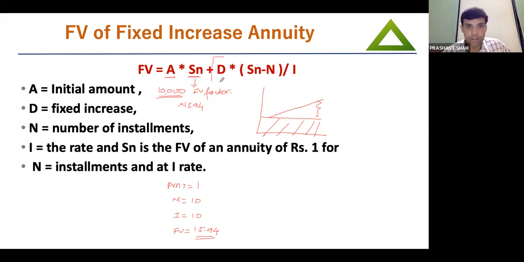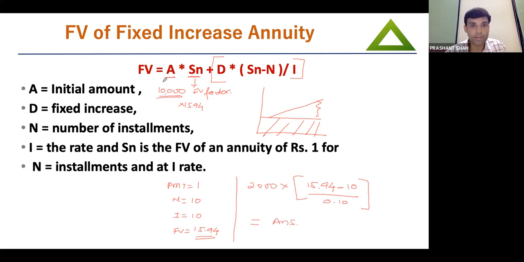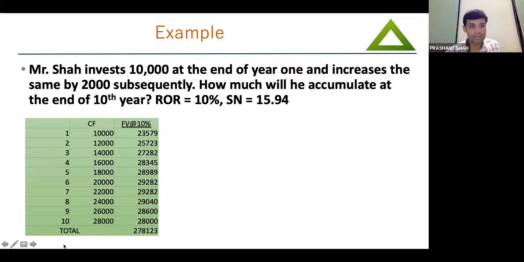This is quite interesting to solve. Now D, how much is my fixed increase? 2,000 into, now my future value factor, that is 15.94 minus 10, the number of years, and divided by the rate of interest, 10. Solve it. You'll get an answer. And now you can add this to the earlier component, and you will get exactly the same answer.